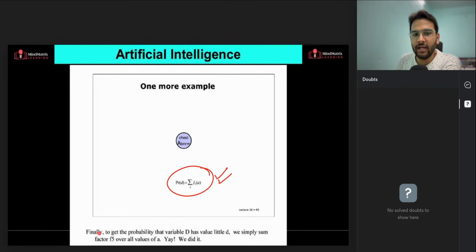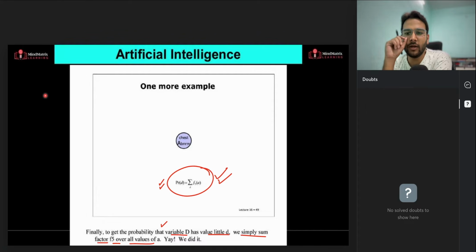So as you can see here, finally, to get the probability that variable d has a value little d, what you have to do ultimately is simply sum factor f5 over all values of a, and that will give you the probability. Are you getting this point now? How is this algorithm helping us by eliminating the variables? Yes or no? In some time you will understand it more clearly. You will gain more insights into how this is actually helping us. Okay. Is this clear so far? Shall I proceed now?